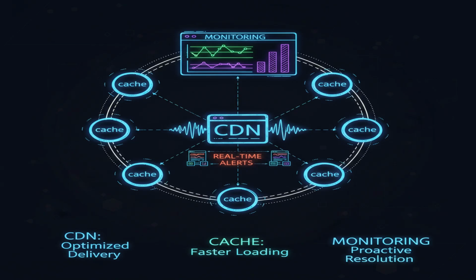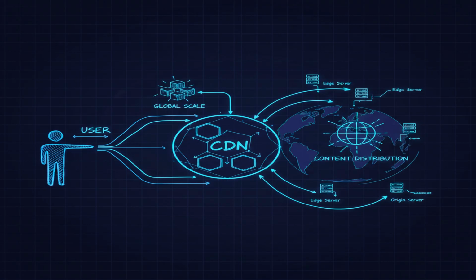Monitoring a CDN is crucial for maintaining performance and identifying potential issues. CDNs implement robust monitoring systems that track key metrics such as latency, throughput, error rates, and cache hit ratios. These metrics provide valuable insights into CDN performance and help identify bottlenecks or areas for optimization. Real-time dashboards and alerts enable CDN operators to proactively address issues and ensure optimal performance.